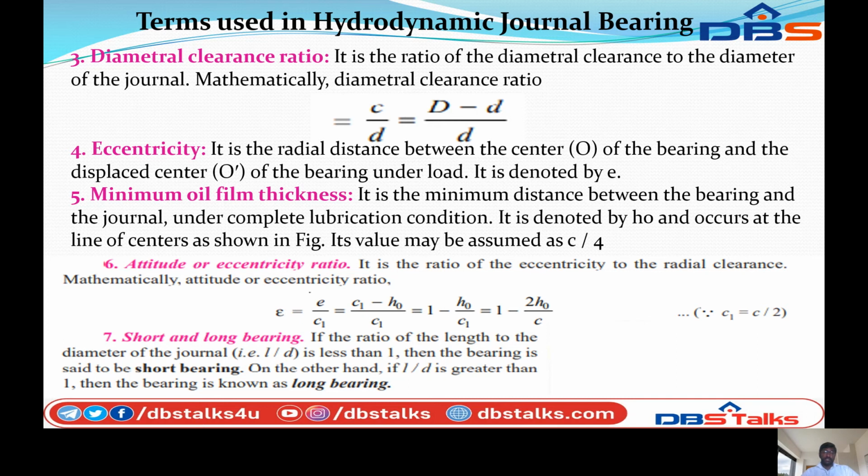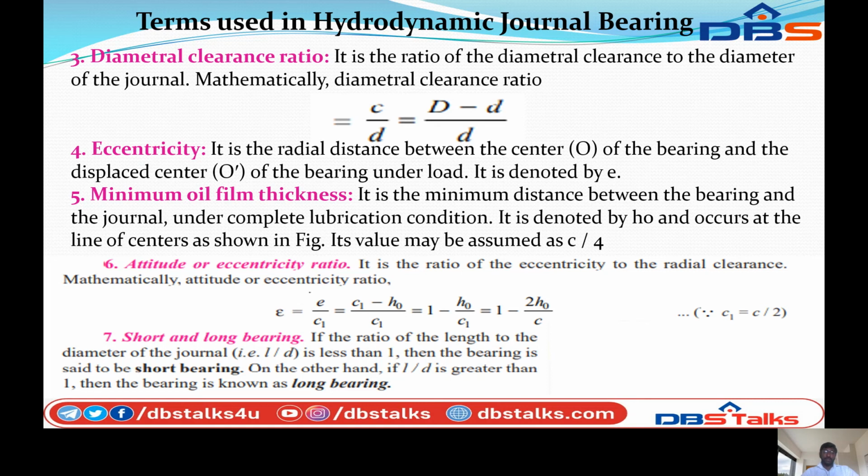Next, the sixth term is attitude or eccentricity ratio. It is the ratio of the eccentricity to the radial clearance. The mathematical formula is represented as attitude or eccentricity ratio epsilon is equal to small e by C1. Since C1 is equal to C by 2, as already seen in the previous slide.